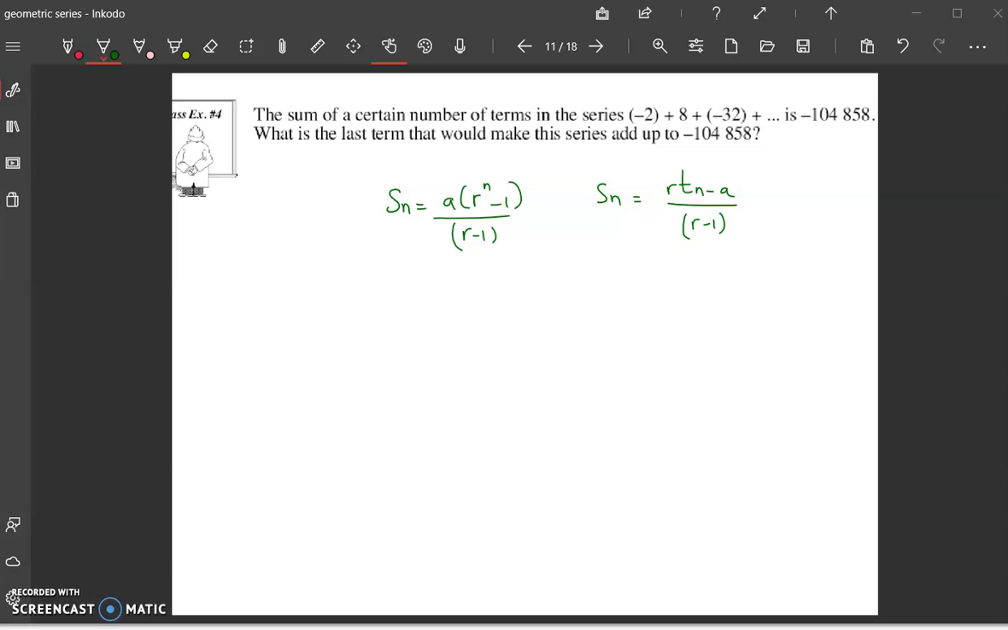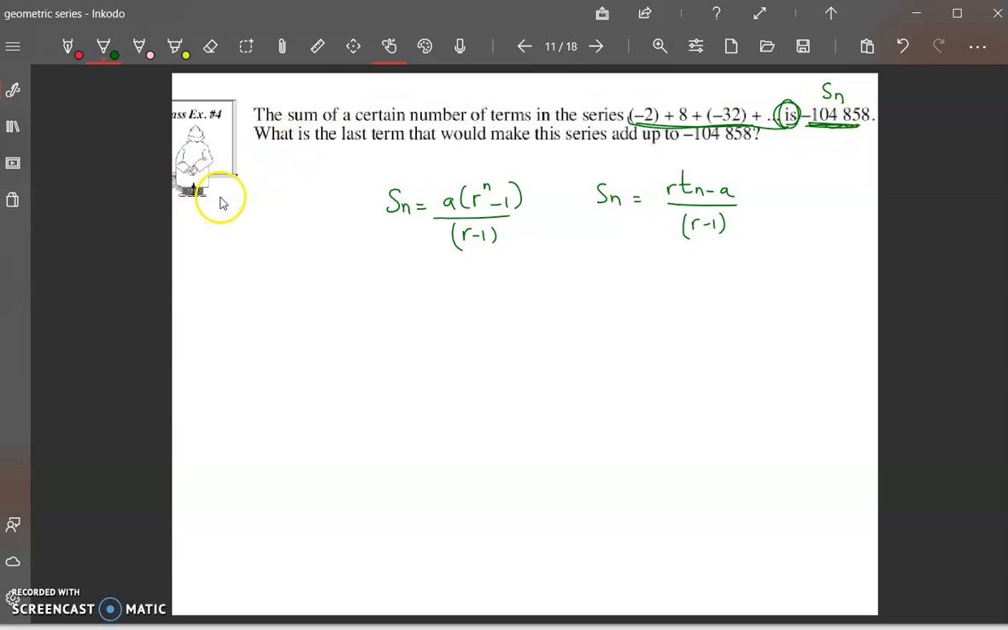And they let us know the series. The series is -2, 8, 32, and so on. Is this number. So this is not the last number. Be very careful when you're reading this. It's very easy to kind of assume this is all one series, and that's where students do make mistakes. The information they're giving us is that this is the series, and this number in the end is the Sn. So the sum of a certain number of terms in the series is this number.